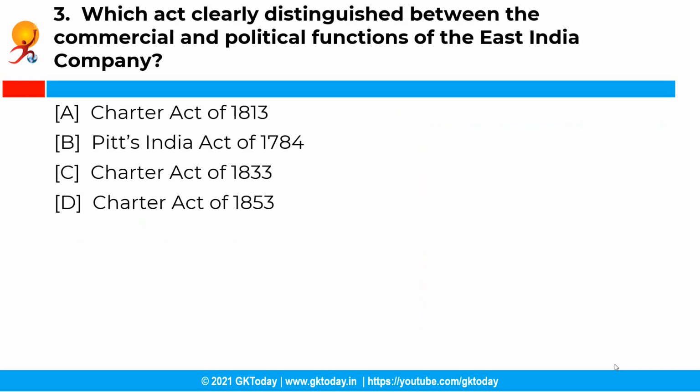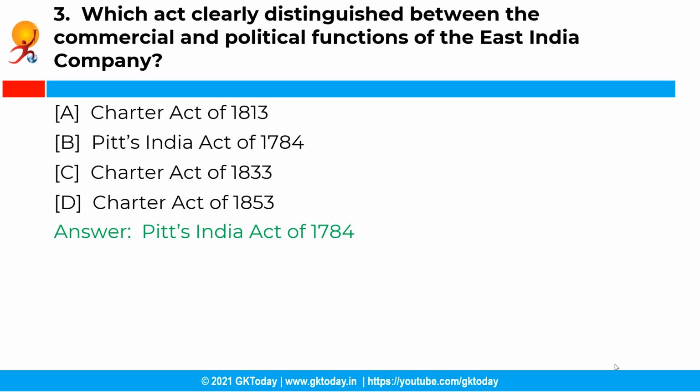The next question is, which act clearly distinguished between the commercial and political functions of the East India Company? Now the options are option A, Charter Act of 1813, option B, Pitt's India Act of 1784, option C, Charter Act of 1833, and option D, Charter Act of 1853. Now the correct answer for the question is option B, Pitt's India Act of 1784.